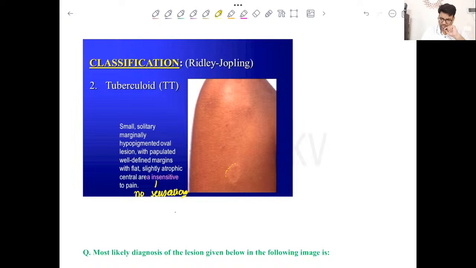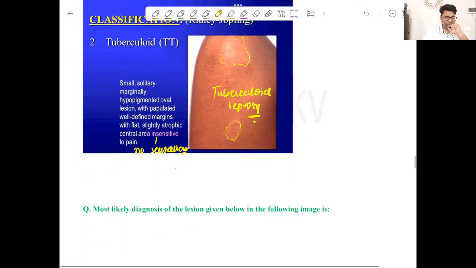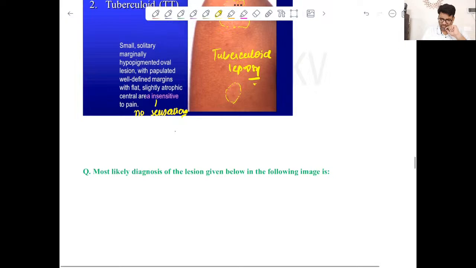You can see here there is a hypopigmented patch. You can see here there is one more hypopigmented patch. Okay, so this is tuberculoid leprosy. Fine. So very easy to identify. Yes, Shanawaz, Dapsone, nerve involvement. Okay, chalo.